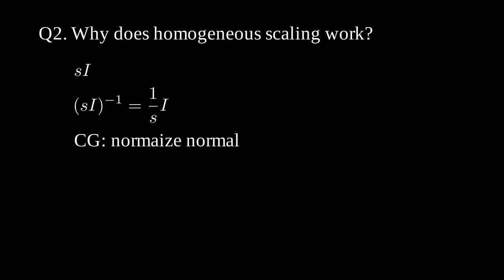The second question is, why does homogeneous scaling work on just B? The homogeneous scaling matrix is SI. What is the inverse of SI? It is 1 over SI. In the computer graphics world, a normal vector is normalized. That means the transform matrix is just I. Therefore, normalization makes this work. The part 1 video shows non-homogeneous scaling breaks this.